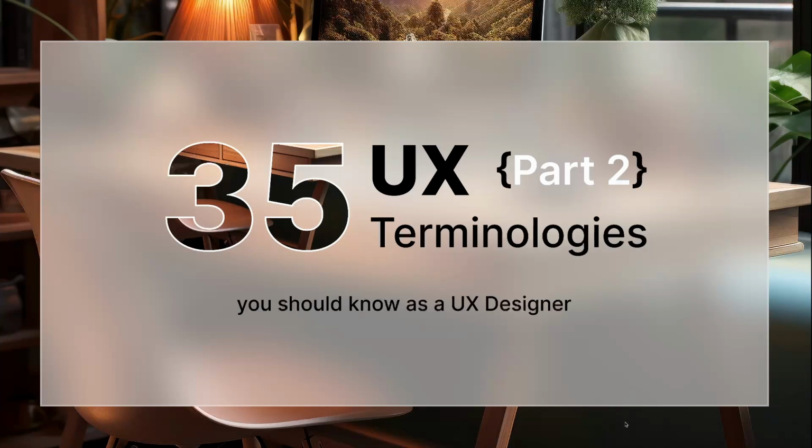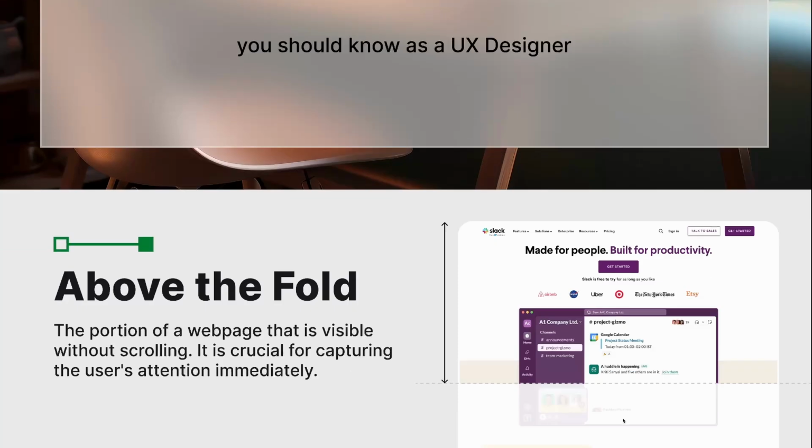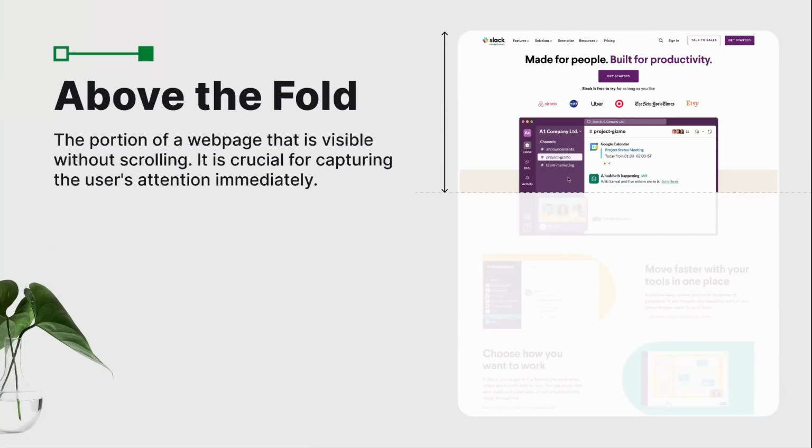So let's get started. First is above the fold, the portion of a web page that is visible without scrolling. It is crucial for capturing the user's attention immediately. In this section, mostly we find hero banners to grab users' attention.